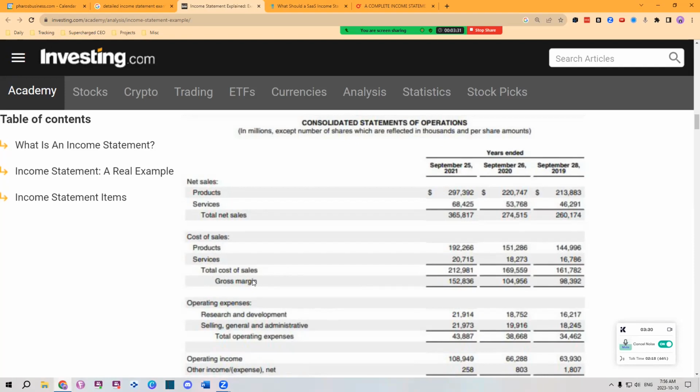So if we don't have a strong gross margin, in this case, it went up significantly year on year. A good, strong gross margin tells us that we're selling our goods, our products or services at a margin where we're making some money. So that's the first place.